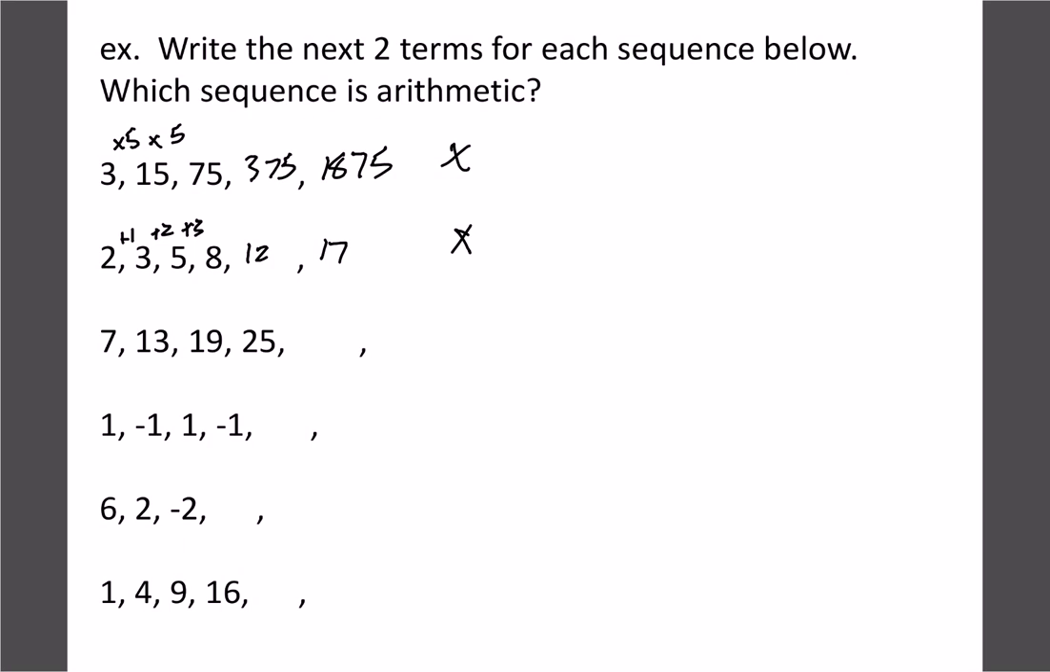For the next one, if we add 6, you can see we get to 13. Add 6, we get 19. Add 6, we get 25. If we keep adding 6, we'd have 31 and then 37. So that one is arithmetic. The next one, you can see we have 1, minus 1, 1, minus 1, and so on. Those just alternate, so that's not arithmetic.